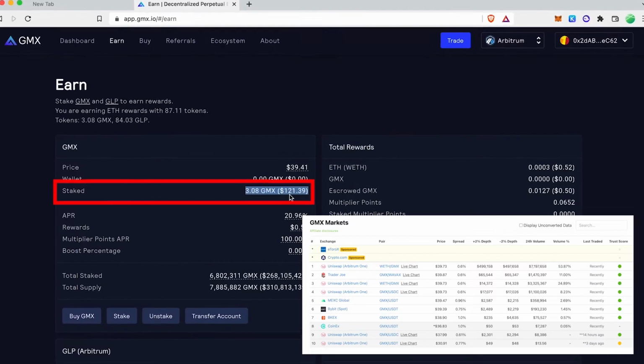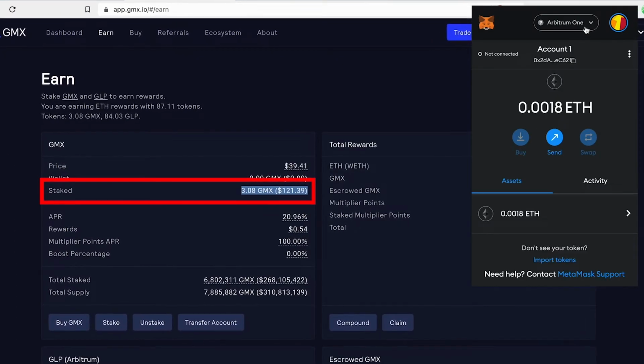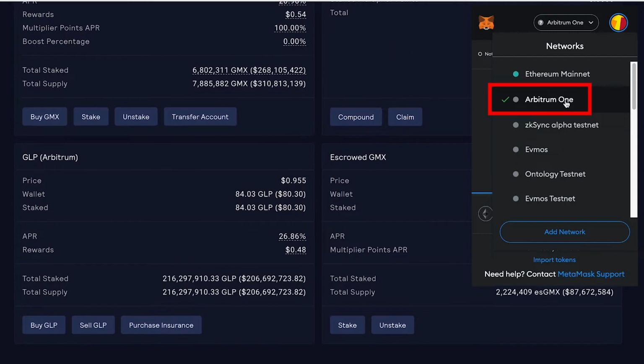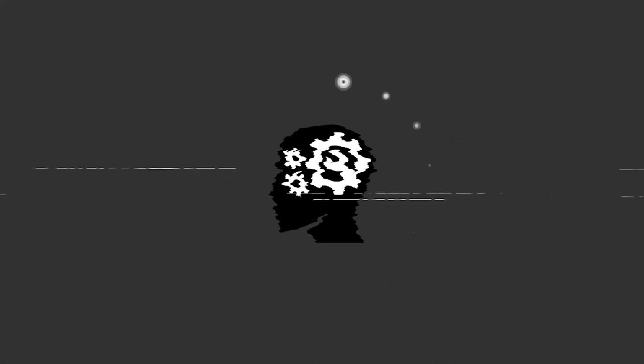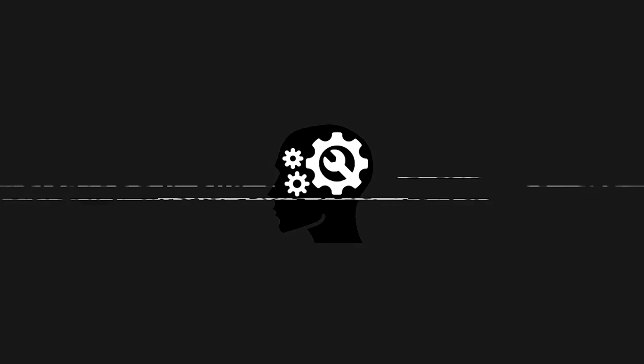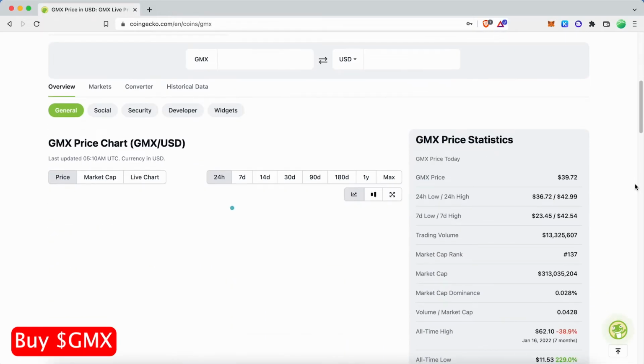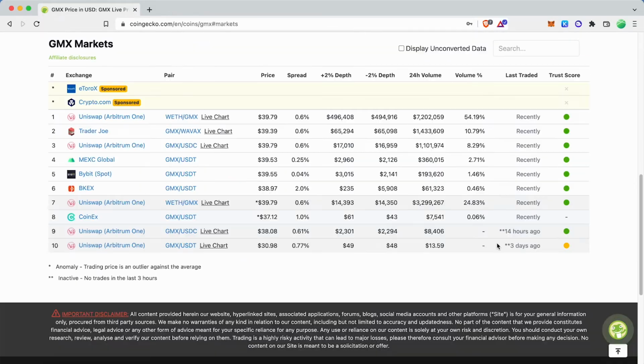In this video, I'll guide you how to stake GMX token and GLP token to earn GMX Decentralized Perpetual Exchange trading fees. Here I'm using Arbitrum network and trading fees received as Ethereum.